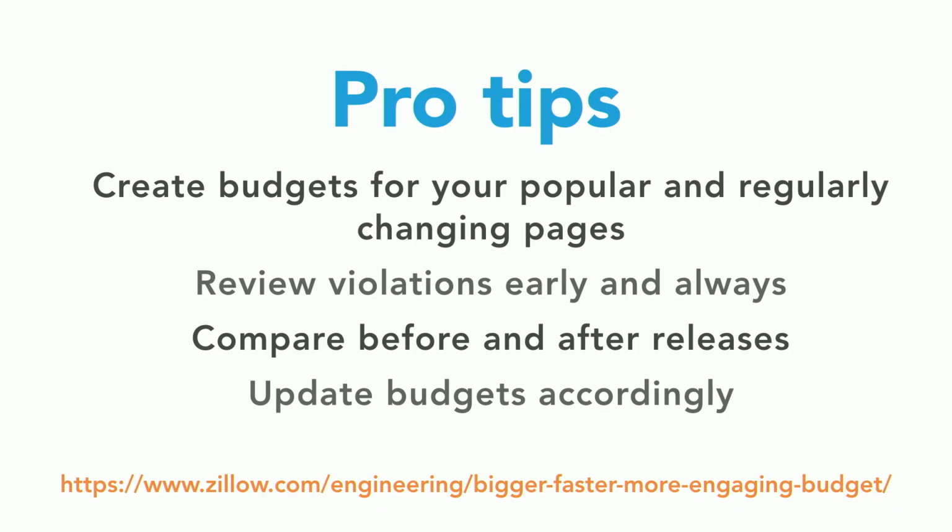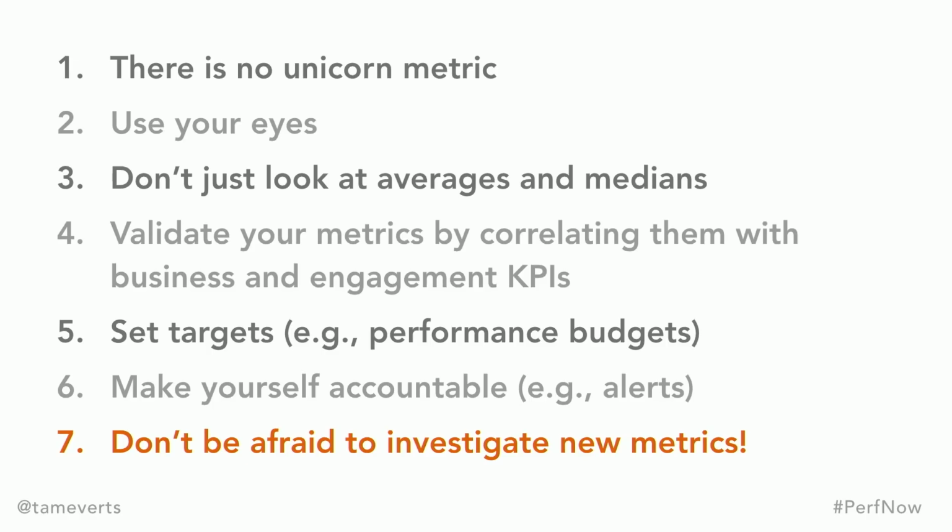So, basically, don't look at all your pages. Look at your most popular pages and your pages that change the most often. Review things early. Make sure you compare before and after deploys, and keep your budgets fresh. Update them. Don't get stuck in a rut of thinking this is the budget now. Keep looking at your competitors. So some takeaways: no unicorn metric.